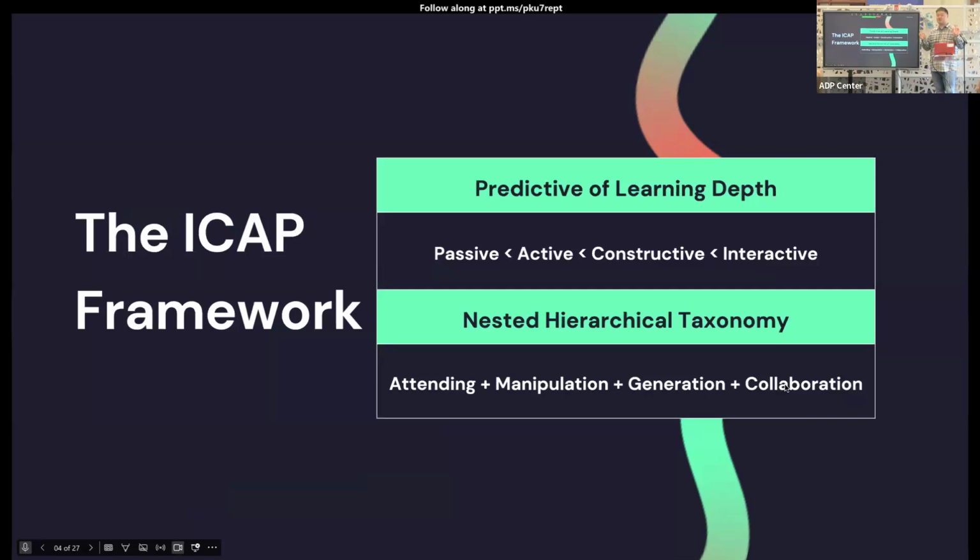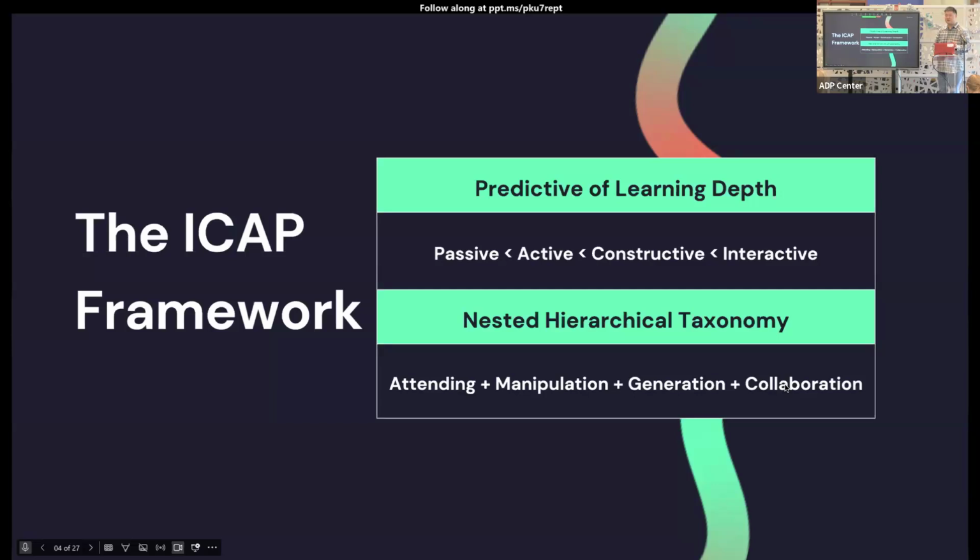So it starts with passive, which is supposed to be quote unquote the lowest, which I will disagree with, and Michelene is okay with this disagreement, so we'll talk about that in a bit. And then active, constructive, and interactive. So interactive being, I guess, most predictive of deep cognitive engagement for students. And it's a nested hierarchy, which to explain what a nested hierarchy means is that it builds upon each other. So you can't have active without passive. You can't have constructive without active. You can't have interactive without constructive. They kind of build upon each other.